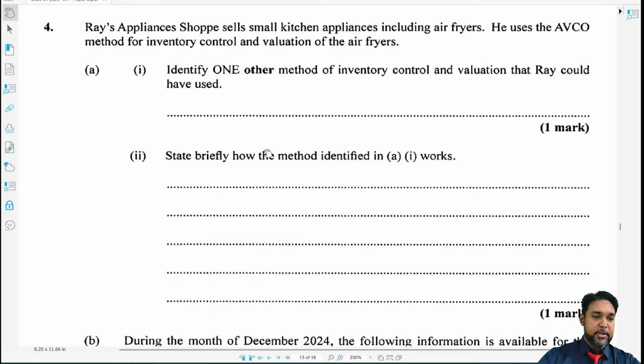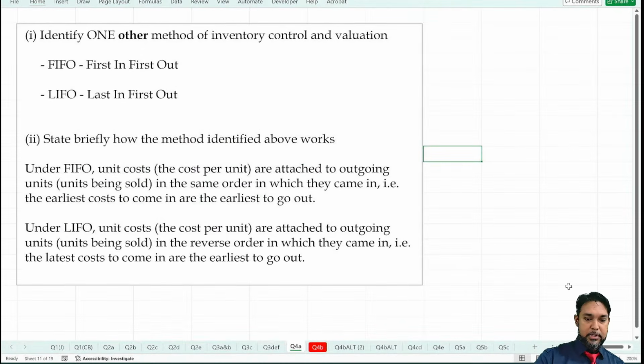And then it says, state briefly how the method identified in A part 1 works. So with FIFO, it stands for first in, first out. And what that means is the costs that come in first are the first to go out, right? Sorry, I'm at LIFO, last in, first out. The costs that come in last are the first to go out. All right, so if you want a little articulation, that's what I have here.